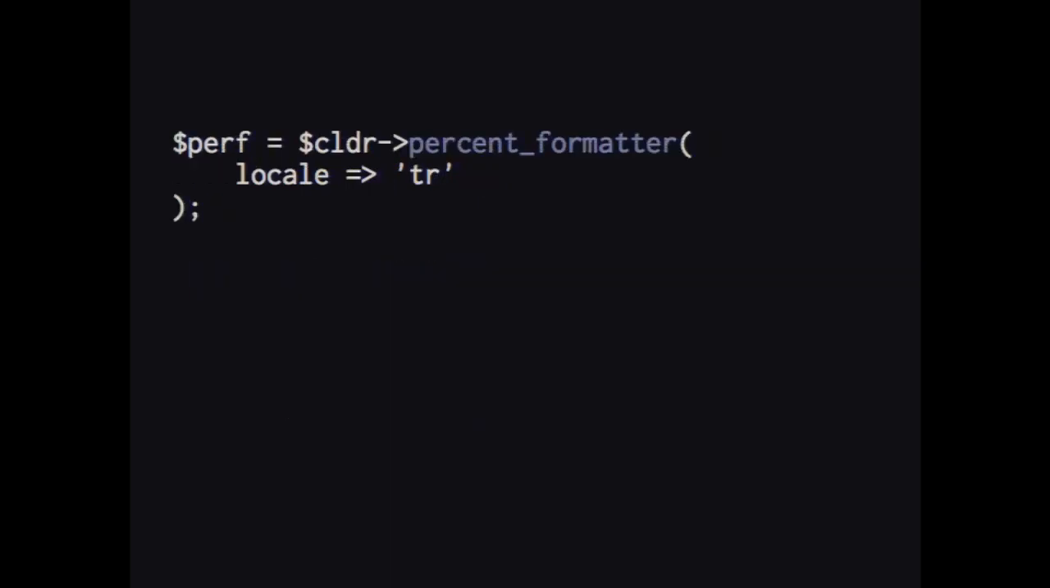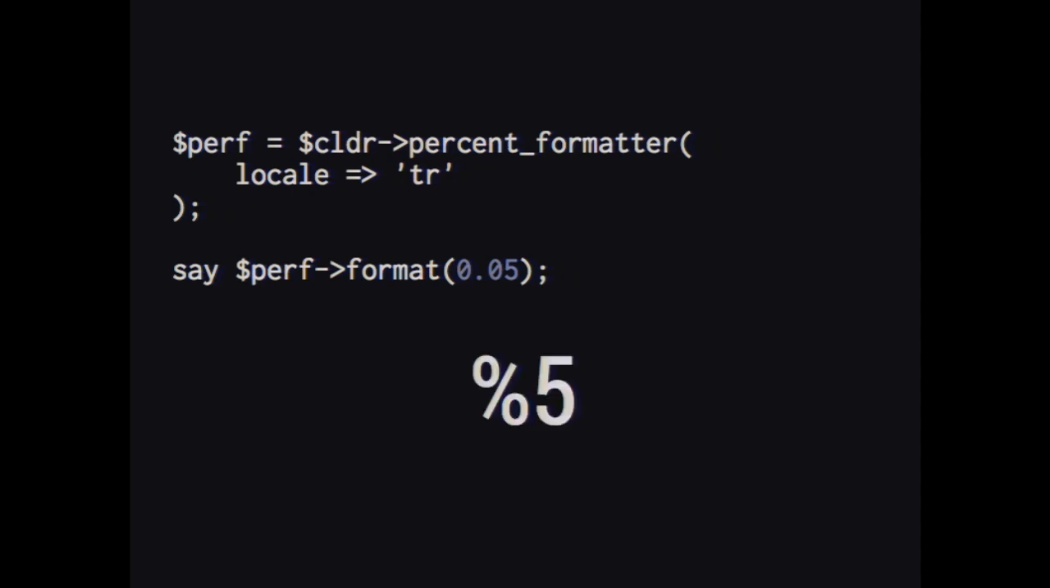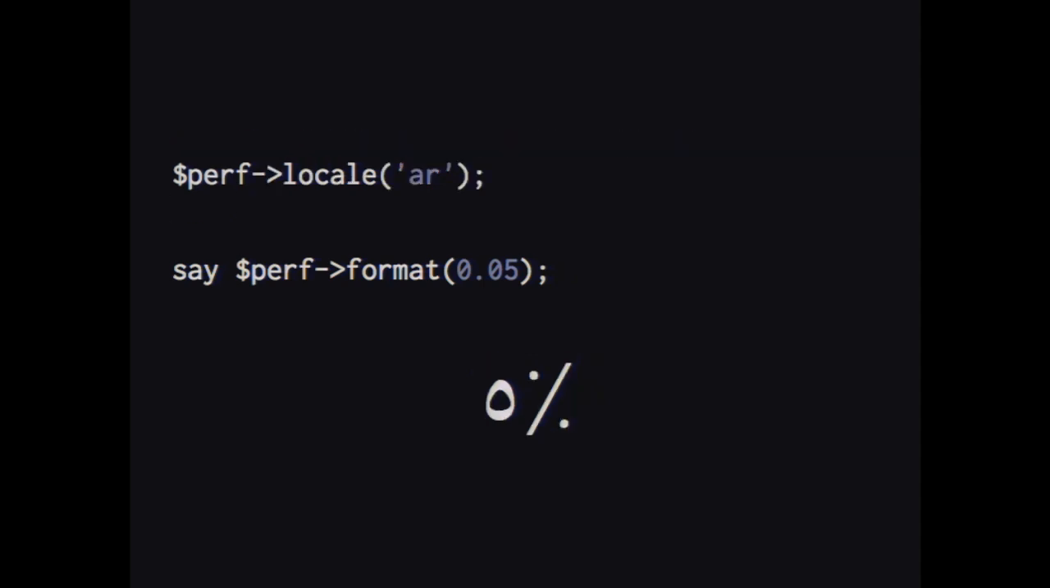Then we've got a percent formatter. Here we're requesting a Turkish percent formatter. Because percents, a lot of people don't realize this, but percents can be displayed in completely different formats for different locales. So we want 5%. We pass in 0.05, and in Turkish, they flip the order of the number and the percent sign. They put the percent sign to the left of the number. And in Arabic, there's a slightly different percent sign altogether. That's a different character entirely.